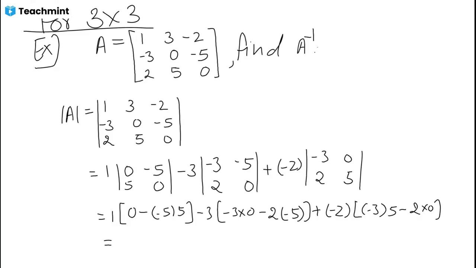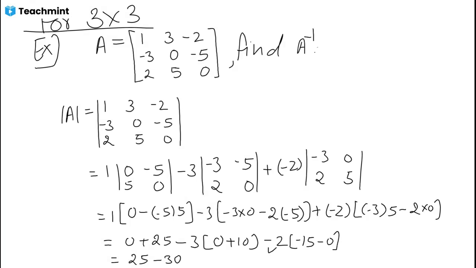So if we multiply 1 with any number, then we'll get the number itself. So we'll get here the number itself, which is 0, plus 25, because we have minus and minus, minus minus plus 25. Minus 3, and we have here 0, 3 minus 3 into 0, and minus minus plus, and we have here 10 minus 2, because we have plus minus minus. In bracket we have minus 15, because minus 3 into 5 and minus 0. So 25, and minus 3 into 10 is minus 30 we have, and minus 2 into minus 15 we have plus 30.